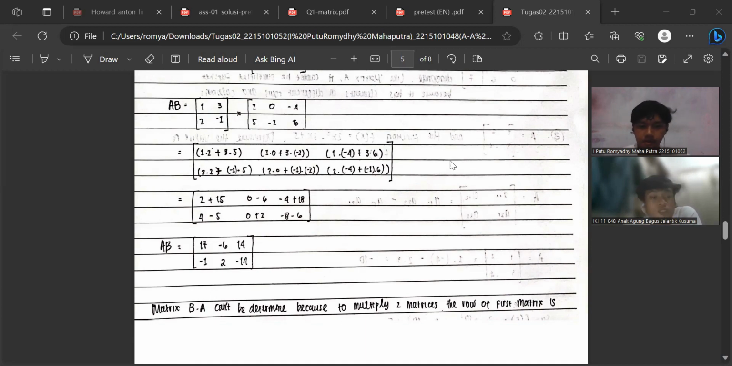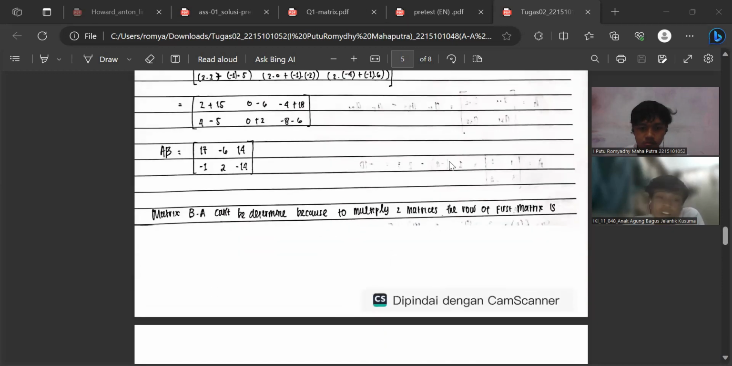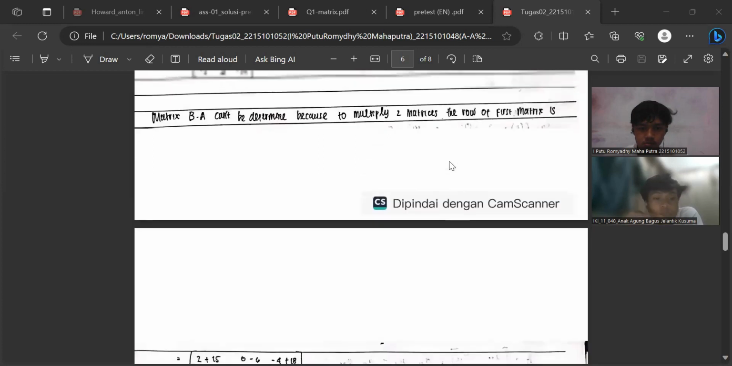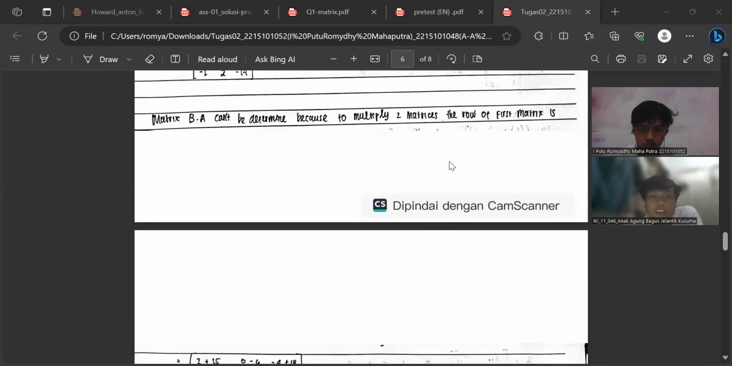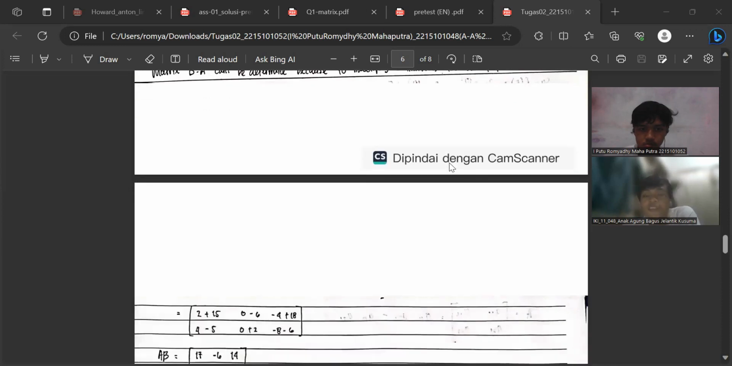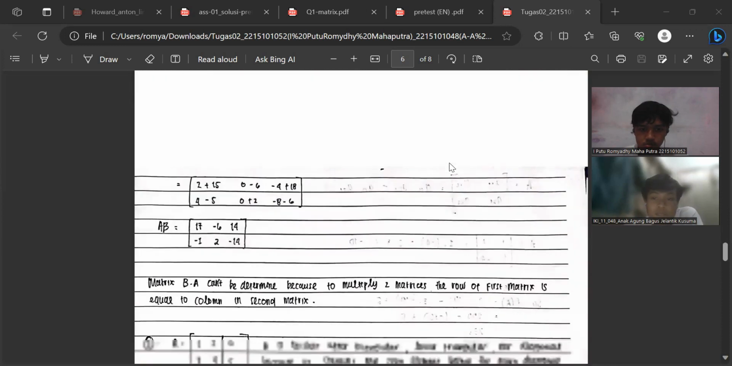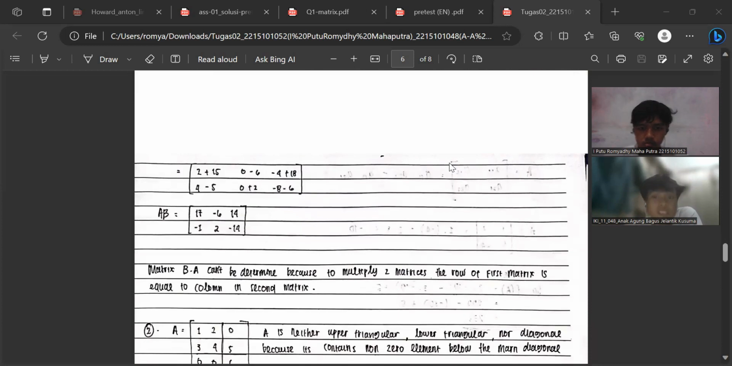So matrix B times A cannot be determined, because to multiply two matrices, the number of columns of the first matrix must be equal to the number of rows of the second matrix. So for this problem, matrix B times matrix A cannot be determined.